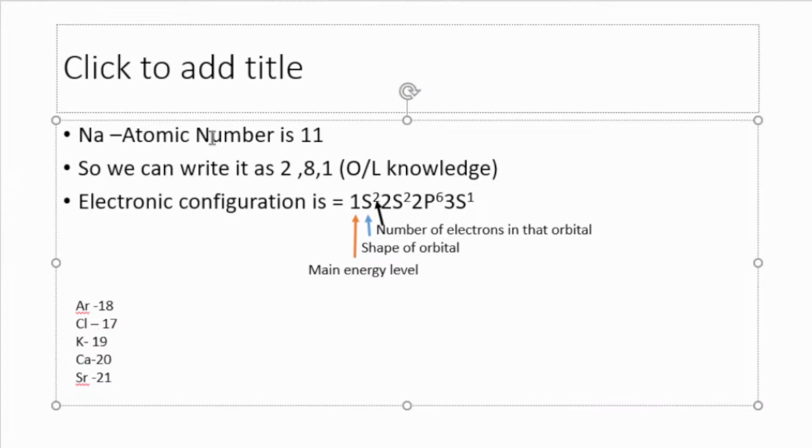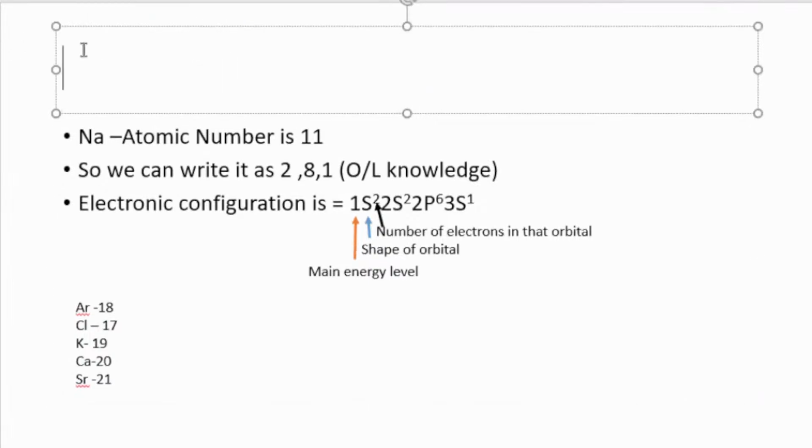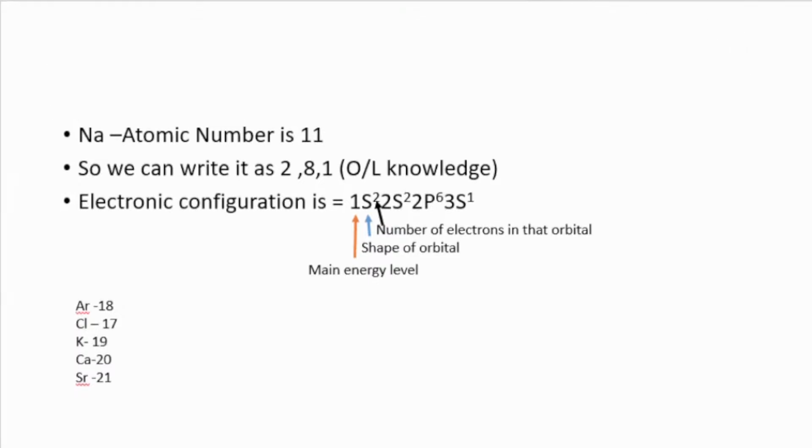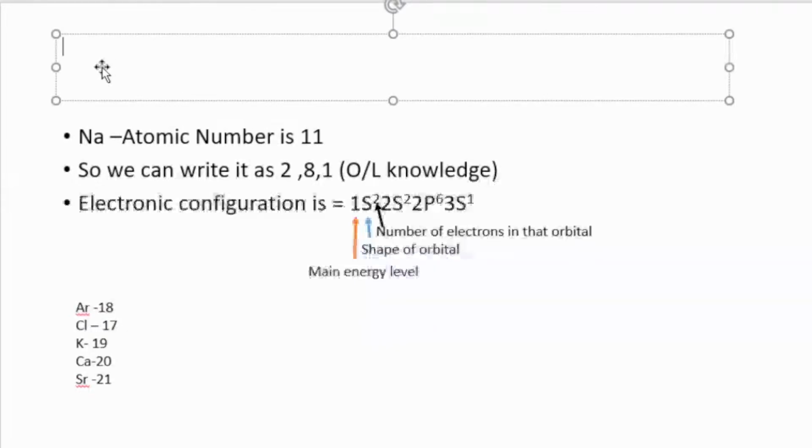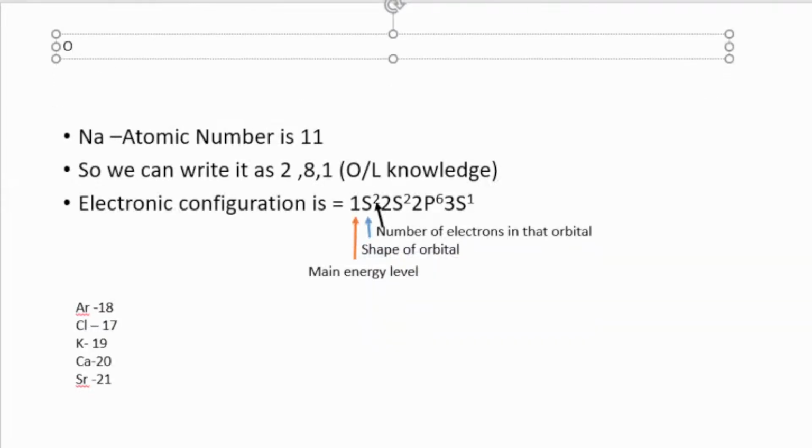Okay. If we talk about oxygen, this is our oxygen. Oxygen means capital O. Capital O, what is the atomic number of oxygen? Do you remember the atomic number? It is 8.